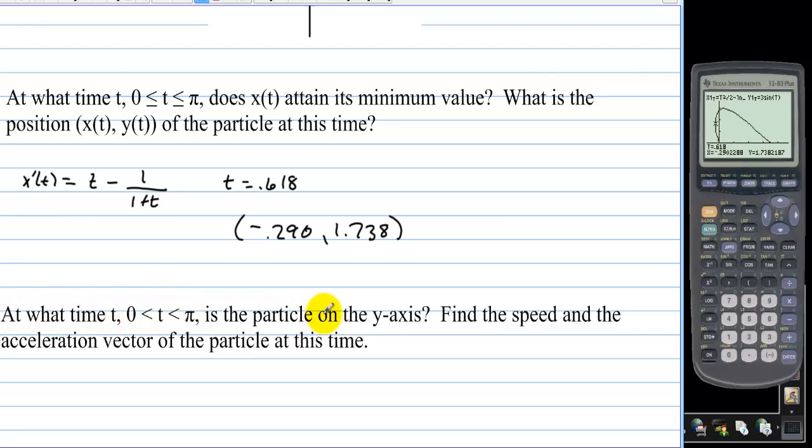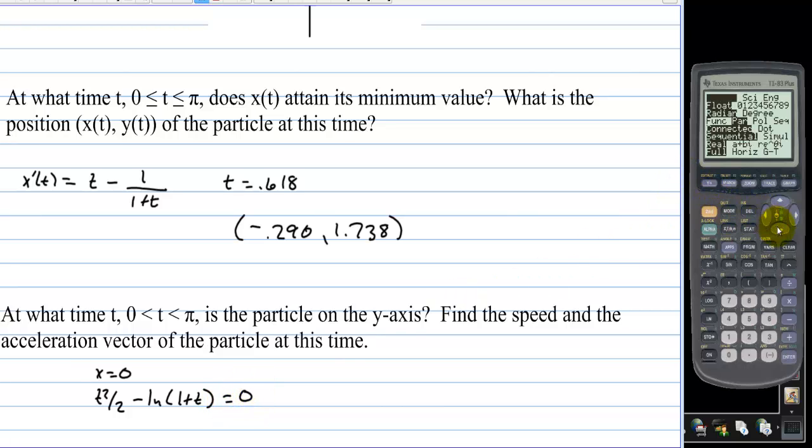Now, at what time t is the particle on the y-axis? Then we'll find the speed and the acceleration vector of the particle at this time. We know that something is on the y-axis when x is equal to 0. The x is t squared divided by 2 minus the natural log of 1 plus t, so we want to know where t squared divided by 2 minus the natural log of 1 plus t is equal to 0.